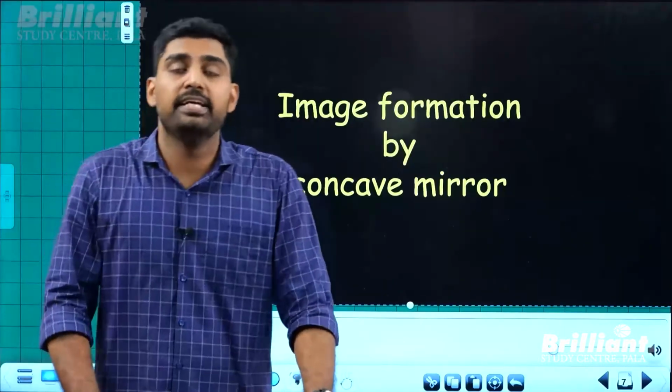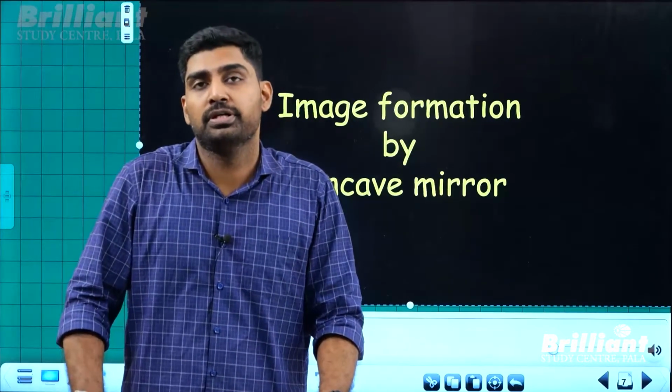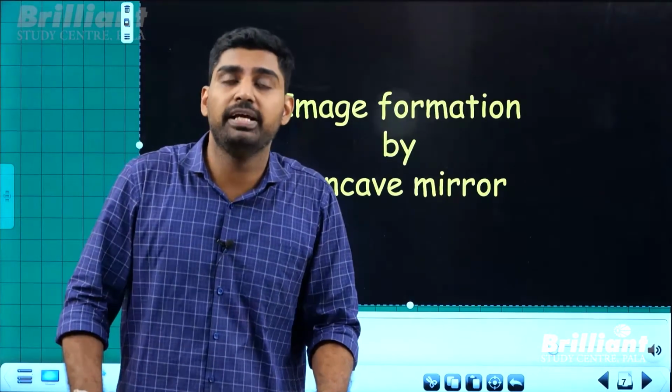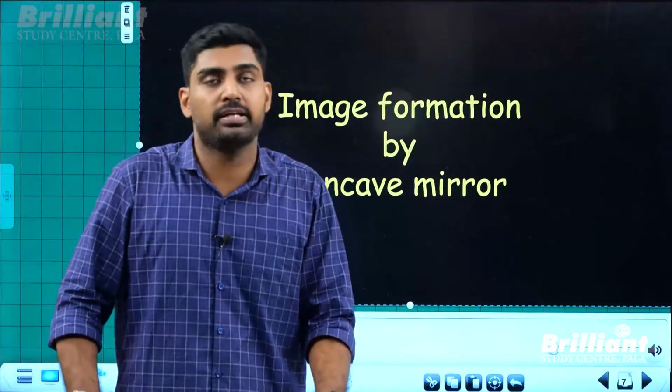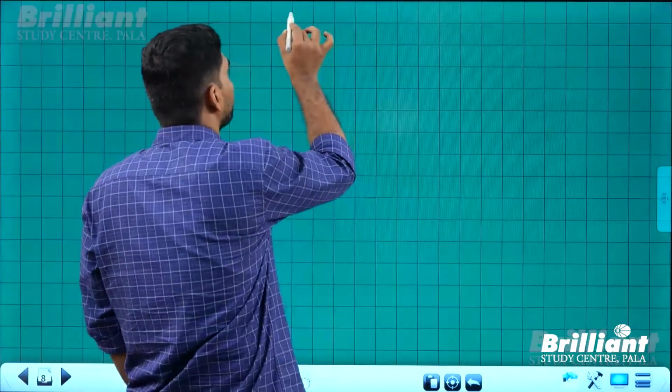Okay, let us apply the results that we have learned now to obtain the position and nature of the image formed by a concave mirror. First of all, let us consider a situation where the object is at infinity.